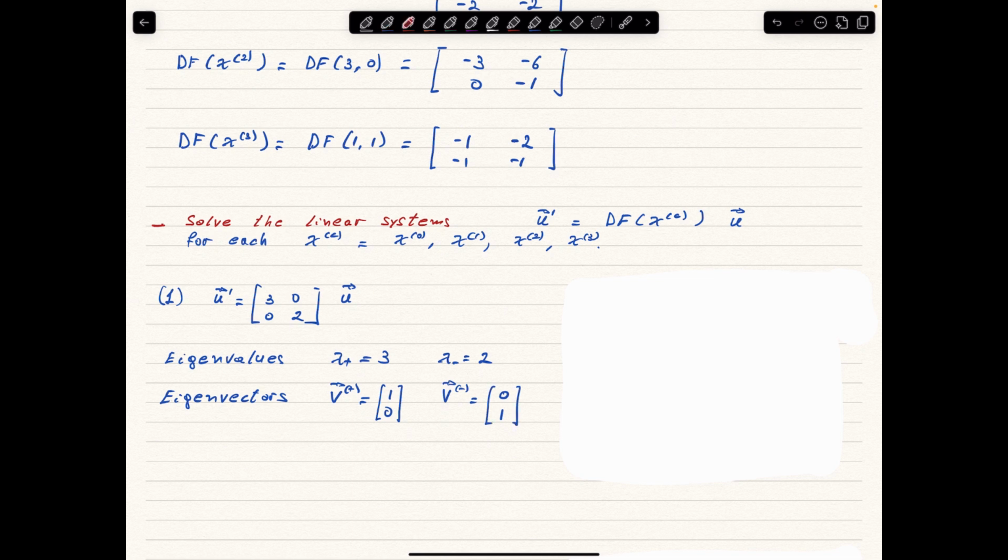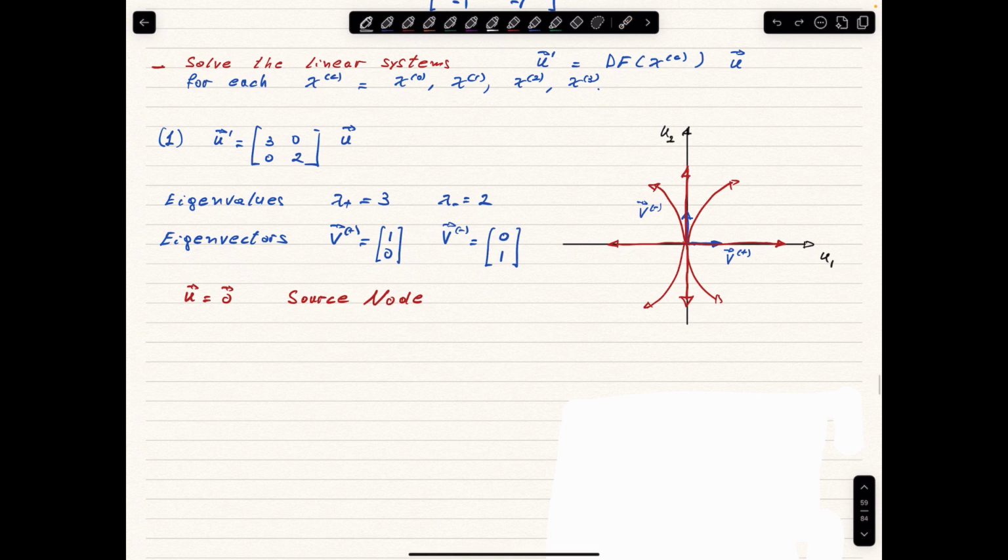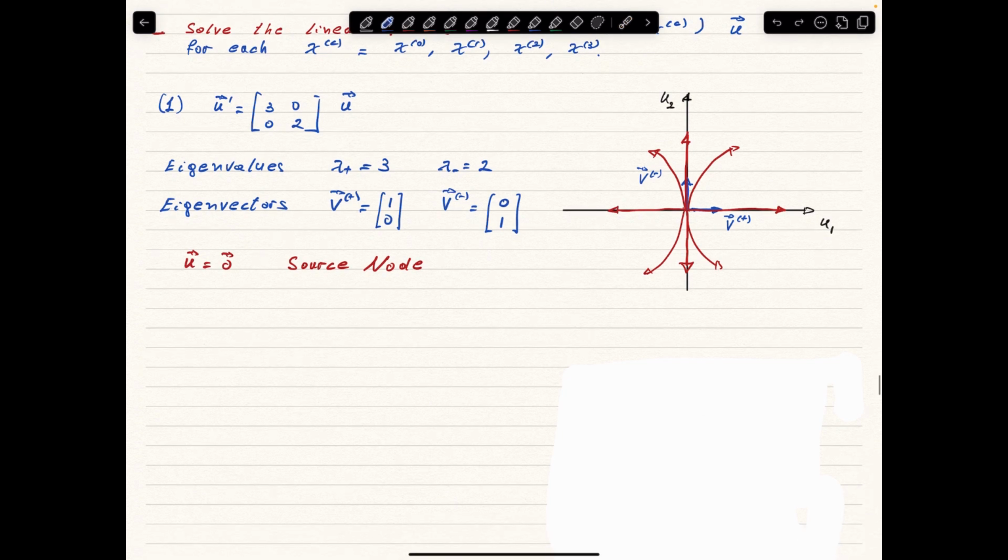And what we see here is that the solution u equals 0 is, because both eigenvalues are positive, a source. A source node. And then the phase diagram should look something like this. The eigenvector v plus is this one, the eigenvector v minus is there, and then it is a fork, recall, going in the direction of the larger eigenvalue, a source node. Good. So that's one, 3 more to go.